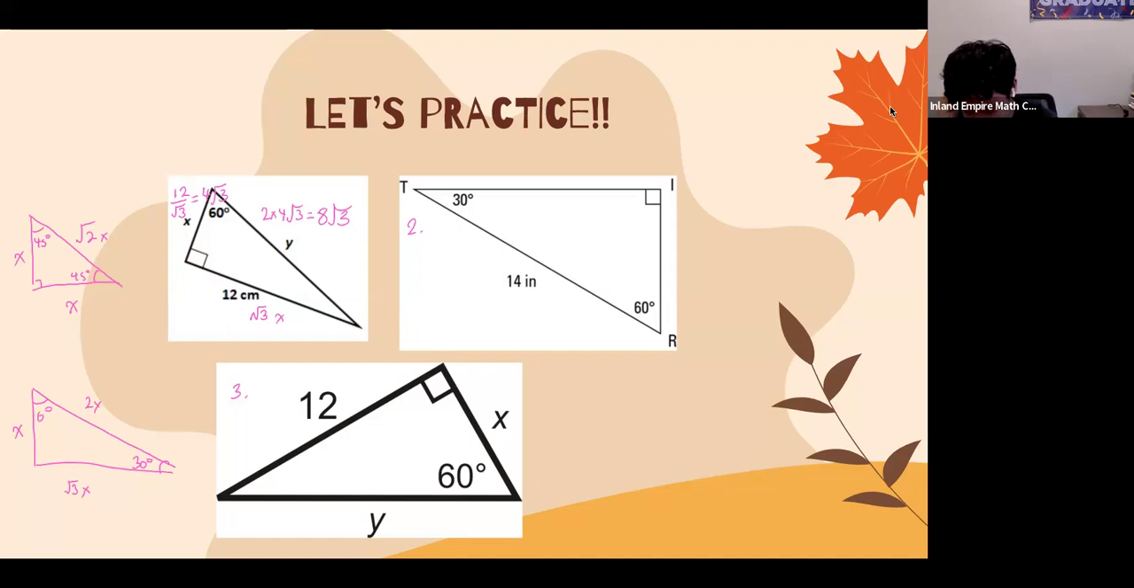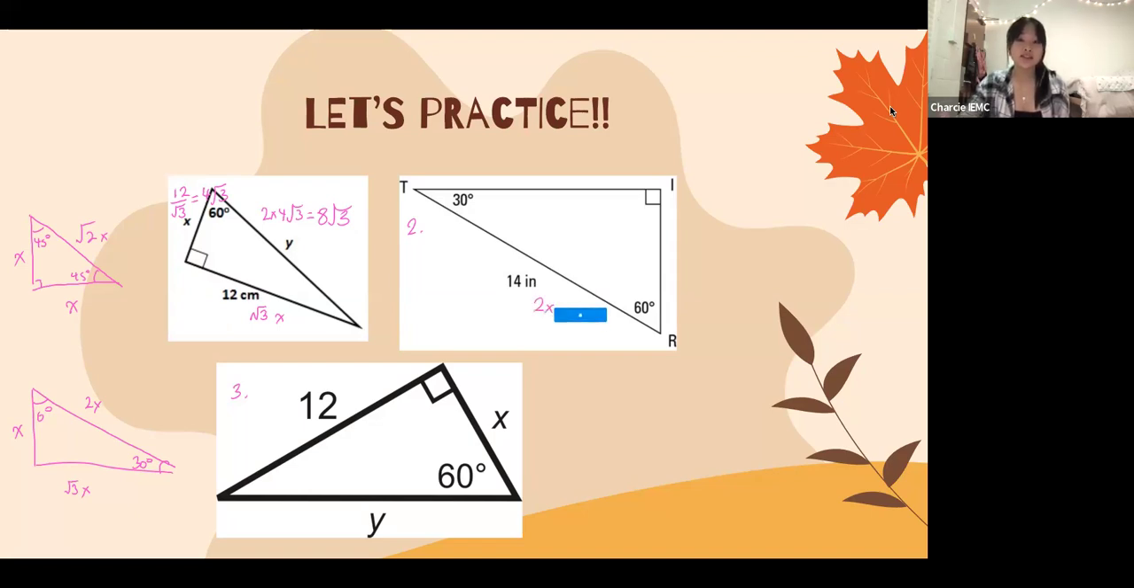Okay, let's move on. For the second question, we know that the hypotenuse is 2x. So to go from 2x to the shortest leg, which is x, we would have to divide it by 2. So 14 divided by 2 would be 7. And then for the second leg, the longer leg, we know that that's root 3 times x. So you would multiply 7 by root 3 and you would get 7 root 3. Does that make sense?